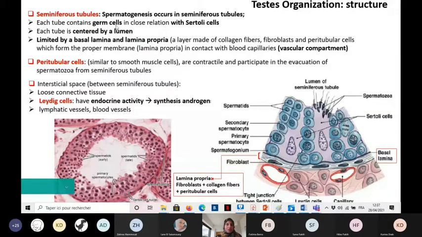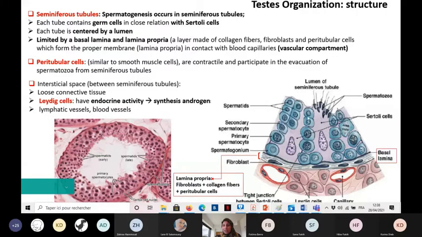So each tube contains germ cells in close relation with Sertoli cells. As we said also, we don't have only the germ cells inside of the testicle, and by germ cells, we mean the spermatogonia, the primary spermatocyte, secondary spermatocyte, the spermatids, and the spermatozoa. We have also the Sertoli cells, which are somatic cells. Here you can see we have the germ cells, spermatogonia, primary spermatocyte, secondary spermatocyte, and spermatids, and we have also the Sertoli cells.